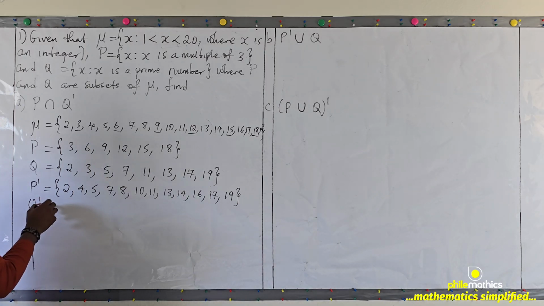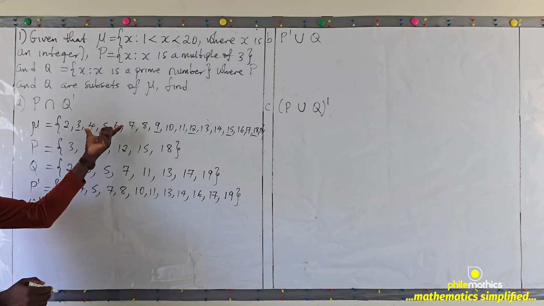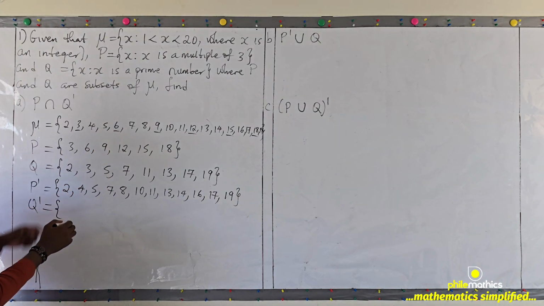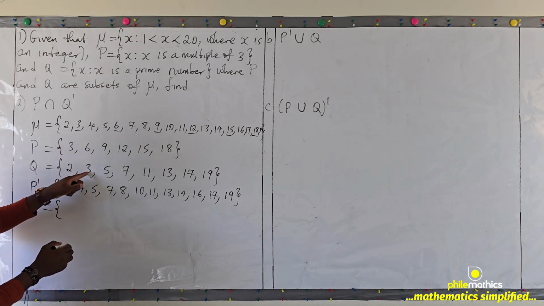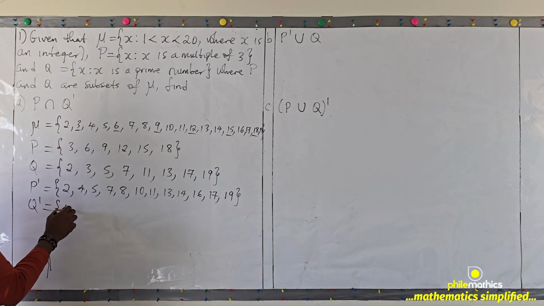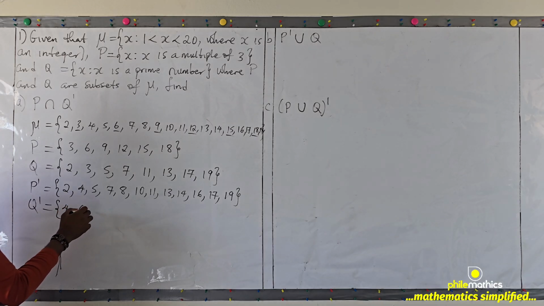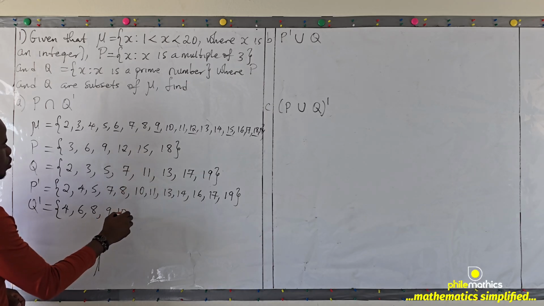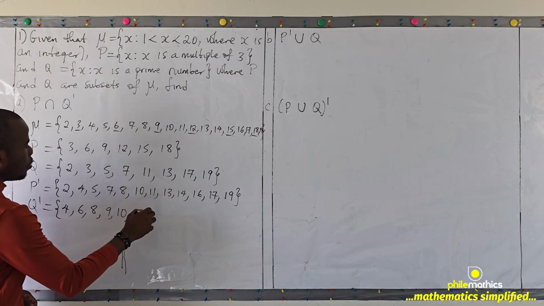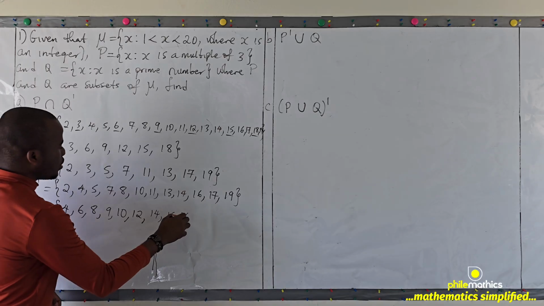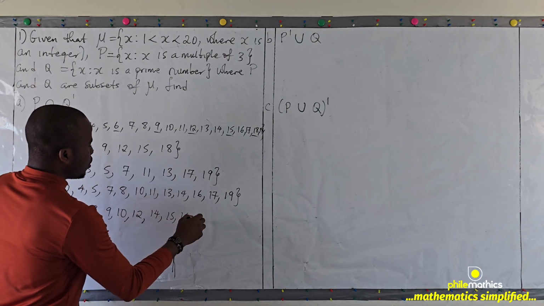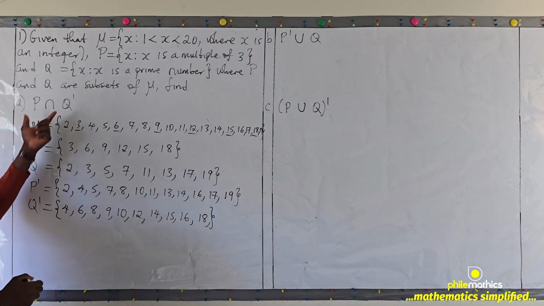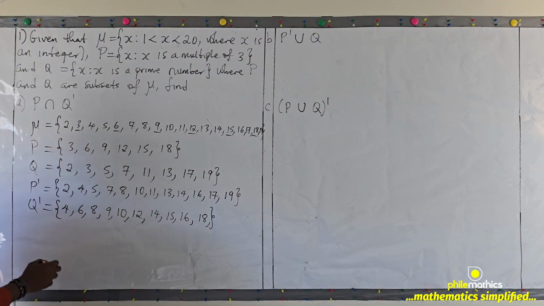And q prime, likewise, those numbers you find in the universal set that are not in q. So there's 2 here, there's 3 here, there's no 4. So we start with 4, 6, 7, 8, 9, 10, 11, 12, 13, 14, 15, 16, 17, 18, 19. So we stop here. So what we are looking for is p intersection q prime.